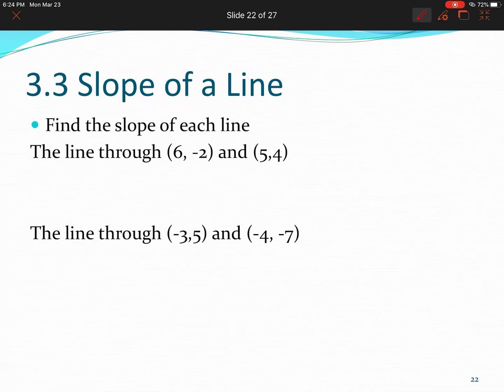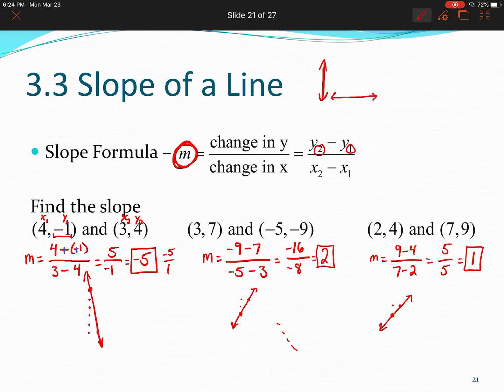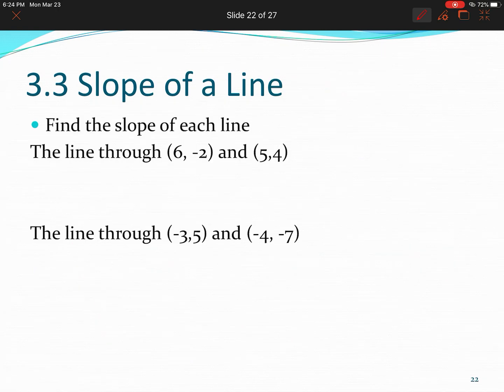So you'll notice that these two problems have basically the same questions as the last three, but the directions are a little bit different. Here it says find the slope of each line, and it says the line through the points. On the previous problems it said find the slope, and it just gave you the 2 points. They're the exact same type of problem.